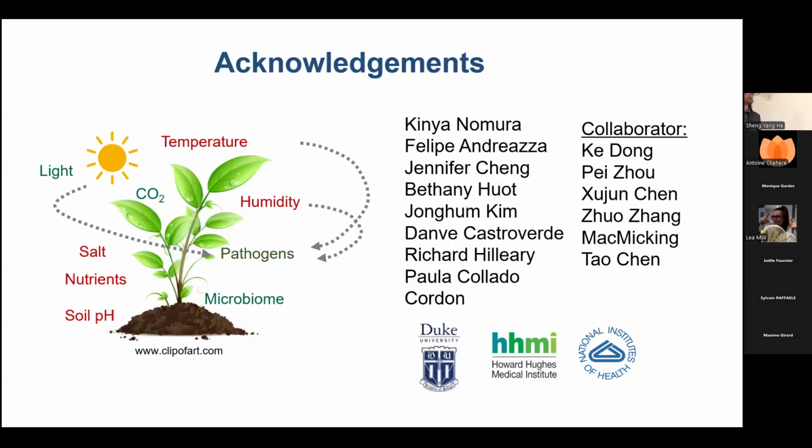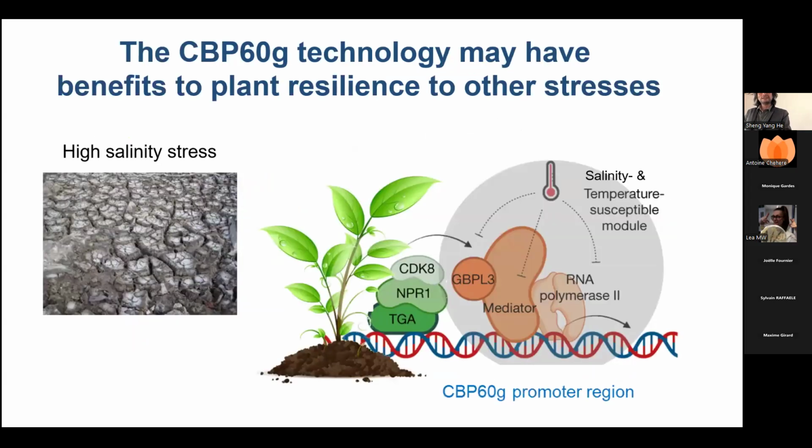So for the part of the story that I pointed out, all the names, I want to repeat it, but I want to point out collaborators: Kedong, Peizhou, Xuqing Chang. Okay, they were involved in the field soaking projects as collaborators. Mac Mikan and Tao Chen were involved in the heat experiment. I think with that, that's it.